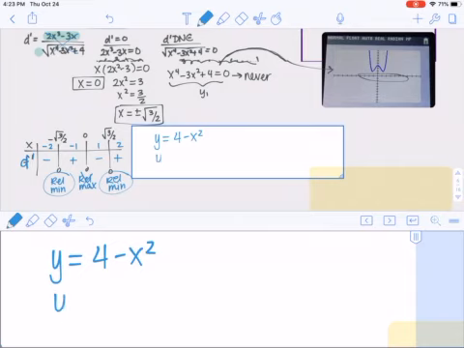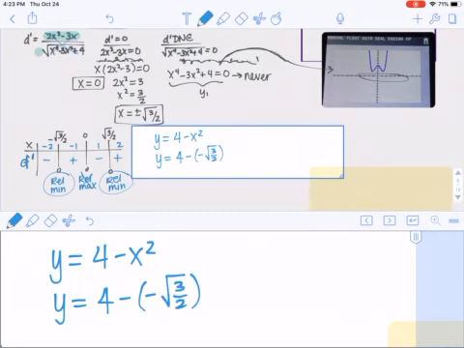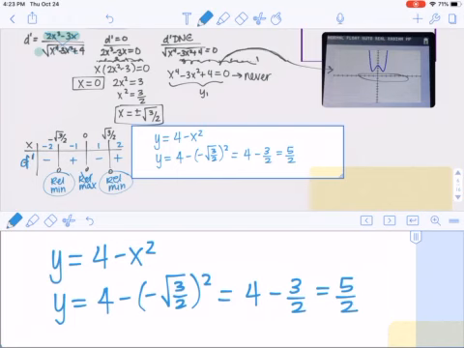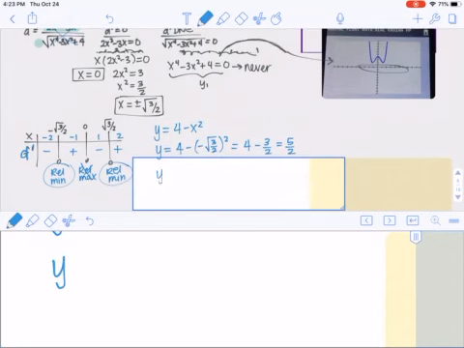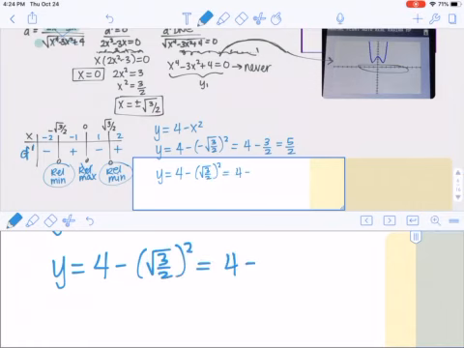And so all I have to do is plug in my two critical numbers that give me relative minimums. In this case, the nice thing that happens is it cancels out the square root. And so I would have 4 minus 3 halves. Well, 4 has 8 halves in it, so 8 halves minus 3 halves is 5 halves. And similarly, if I plug in the square root of 3 halves and square it, I get the same thing.